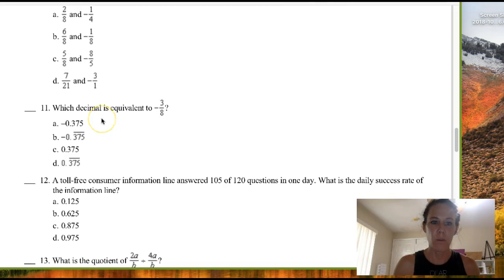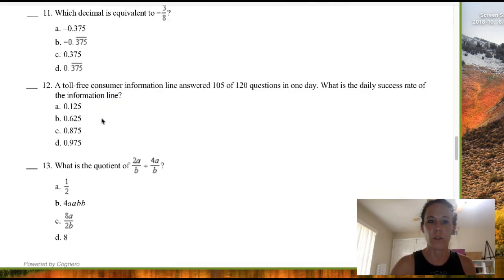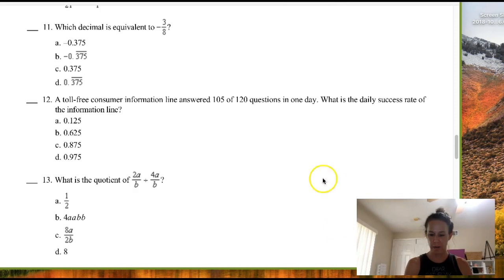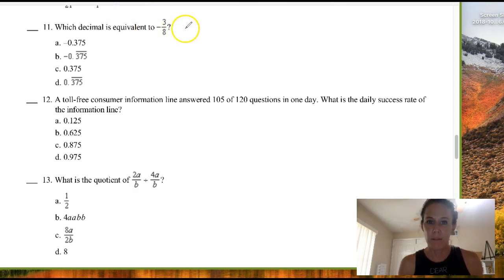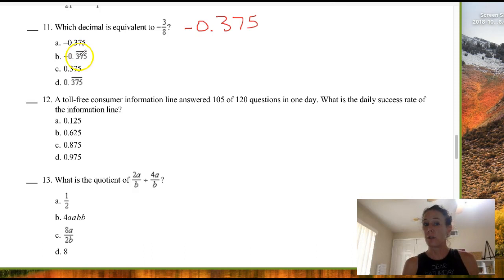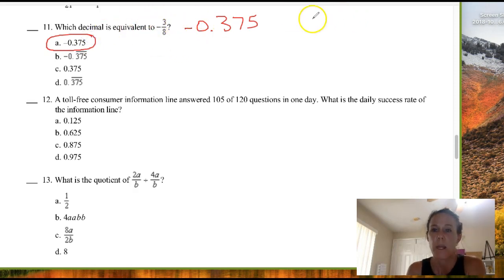Number 11, which decimal is equivalent to -3/8? You can divide that on a calculator super quick. If I divide 3 by 8, I'm going to get 0.375. And it is negative, so it's negative, and you can do a leading zero if you want, 0.375. It is not repeating, so the bar doesn't belong there. It's just negative 0.375.